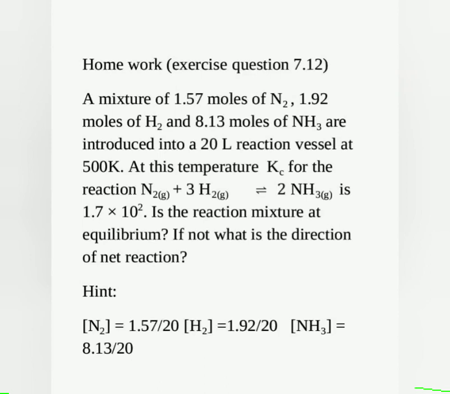Instead of that, the number of moles is given. We know that concentration is equal to number of moles divided by volume of the solution. Molarity is not given, concentration is not given, only the number of moles is given. So you'll have to find out the molarity or concentration first. How will you find it? Number of moles divided by volume. Volume is given as 20 liters. You have to substitute that directly, so that you get the concentrations for dinitrogen, dihydrogen and ammonia. Those values you are supposed to substitute in the equation for Qc and find out the value of Qc. If Qc is greater than Kc, then we can say backward.